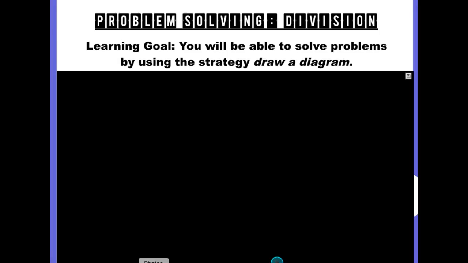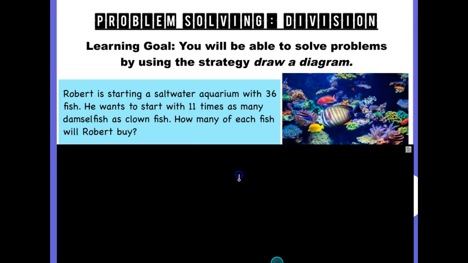Hey everyone, today we're going to be talking about problem solving in division. Our learning goal for today is that you will be able to solve problems by using the strategy draw a diagram. And in tonight's case, we're going to be using a diagram called a bar model. So we're going to be looking at some word problems and solving some division word problems using these bar models. So let's look at our first question.